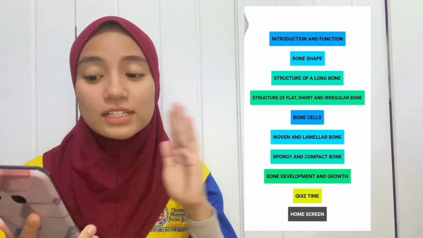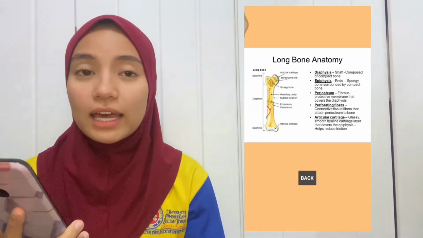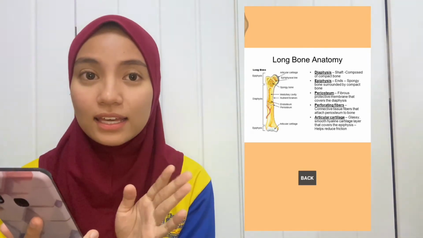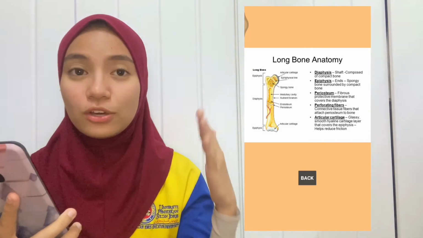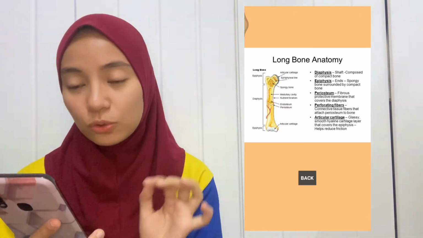And then we go to the structure of a long bone. Long bone anatomy. We have a picture of long bone anatomy. You can see it on your left side. On the right side, we have a little bit of notes.